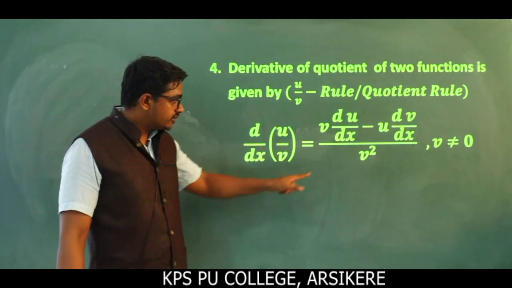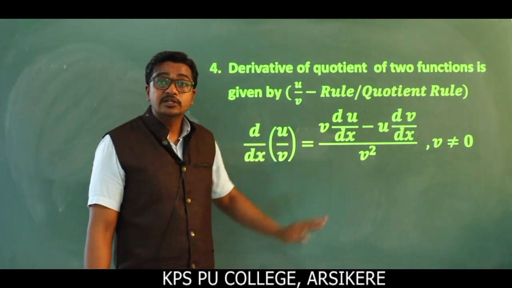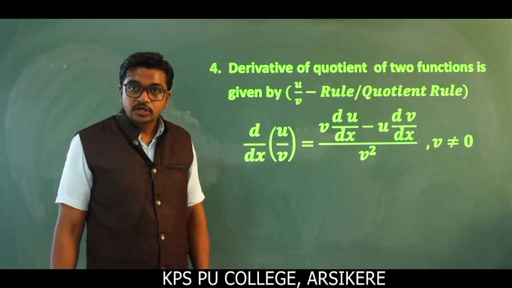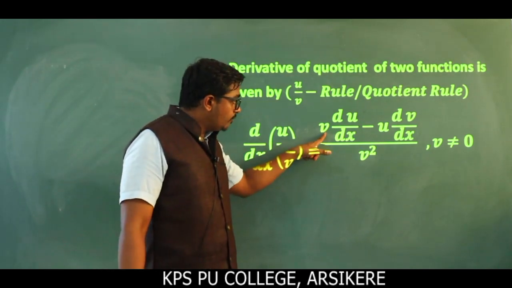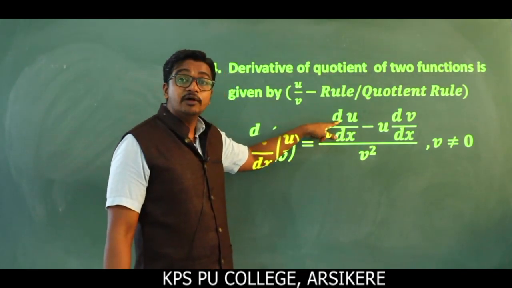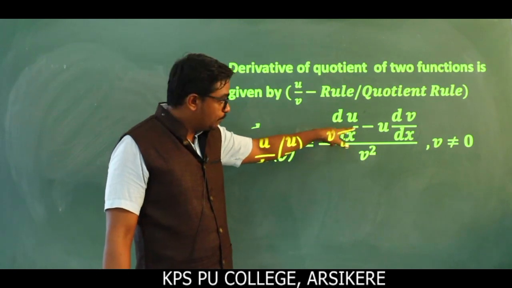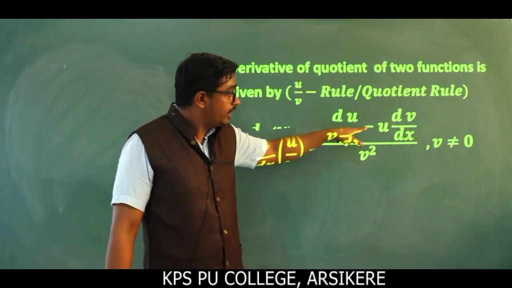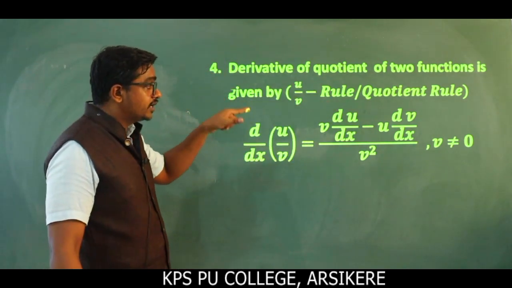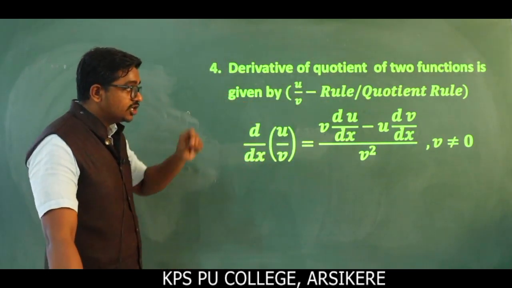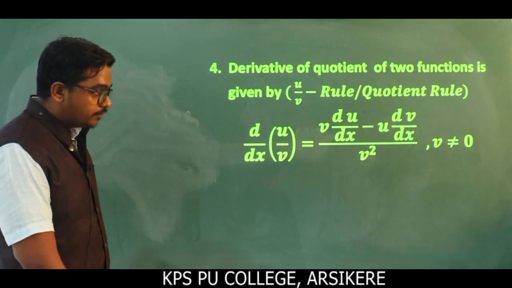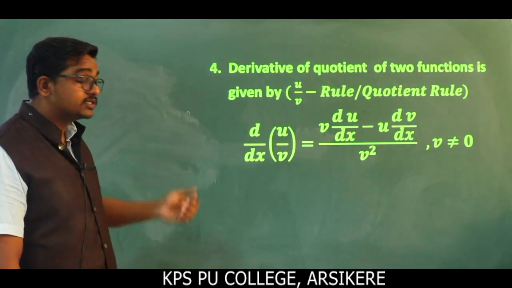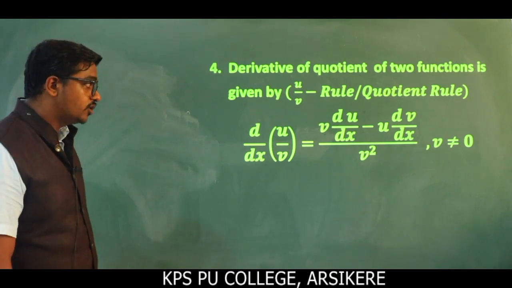That becomes first, denominator whole square. Denominator whole square. Then come to numerator. So numerator is denominator into differentiation of the numerator minus, here we don't have plus, that is always minus, minus u into, that is numerator into differentiation of denominator, provided v is not equal to 0. Whenever v is equal to 0, the function becomes undefined. That's why v is not equal to 0 here.